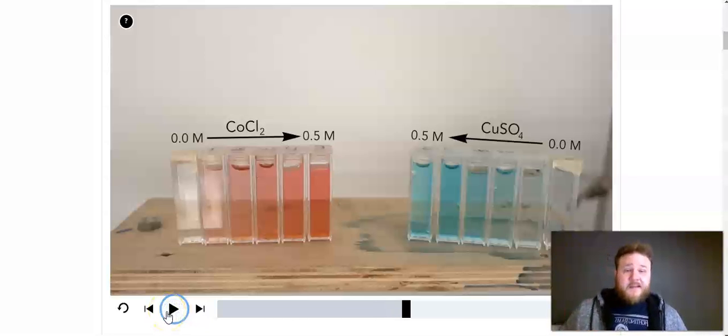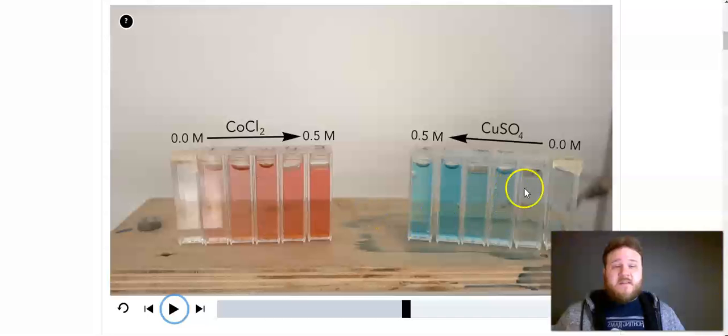Another thing to keep in mind, the stronger color is usually the higher concentration. The ones that have 0.0 molarity are basically just distilled water. But it's important to measure the absorbance of the distilled water, because then we can use that as a comparison to everything else.